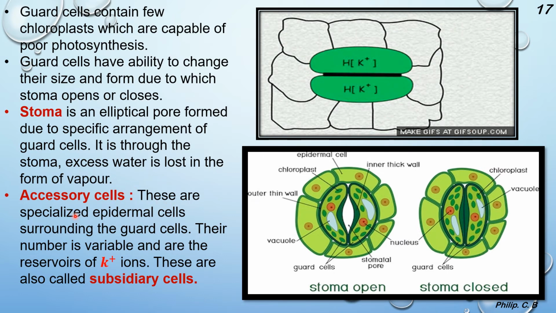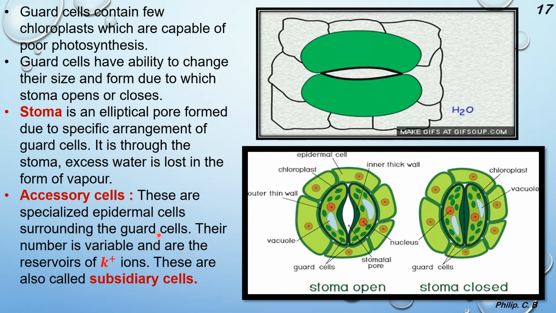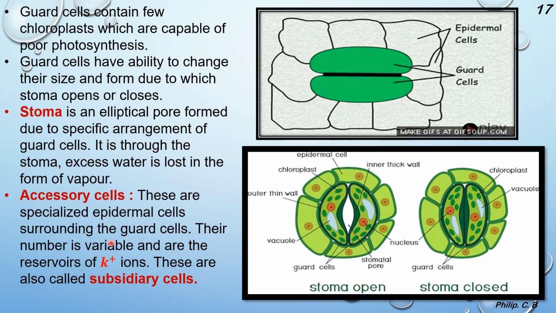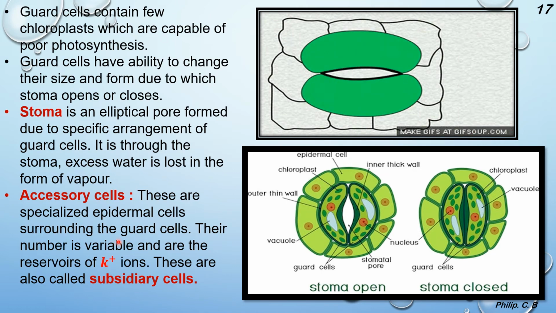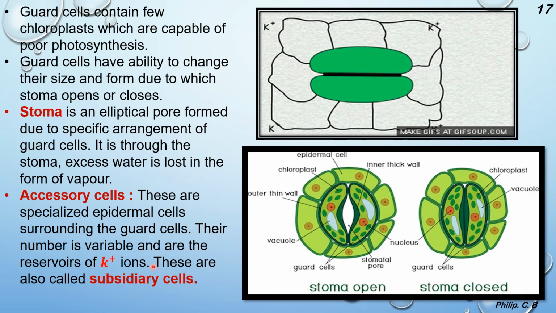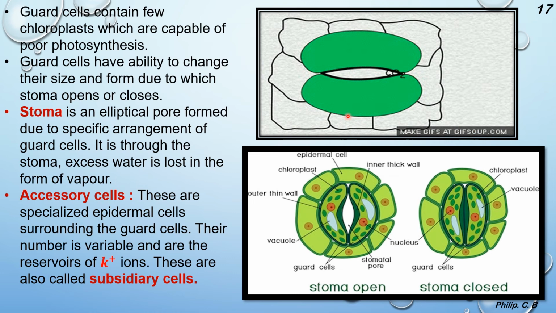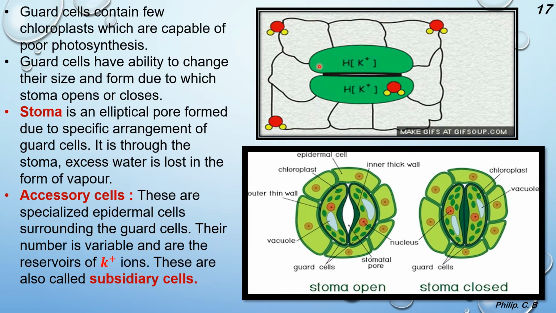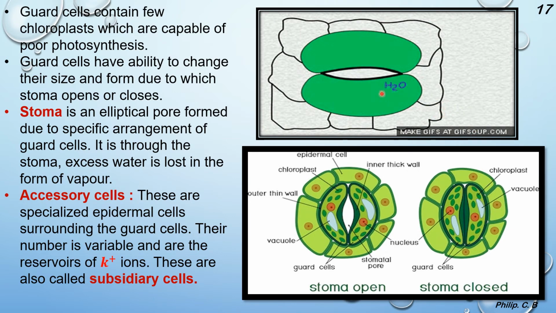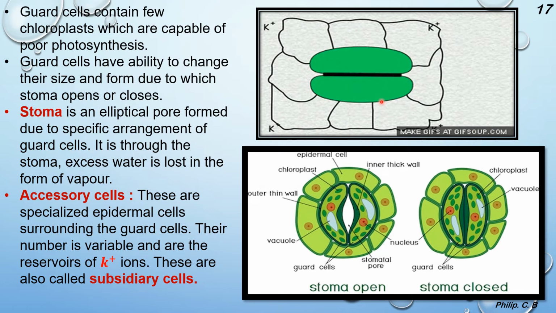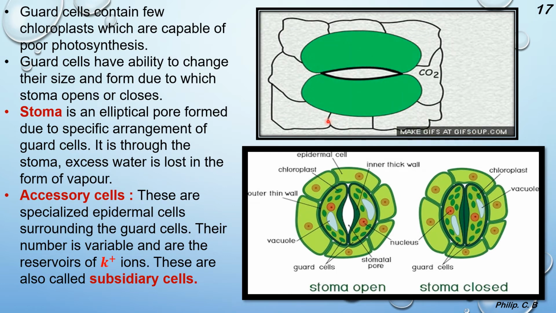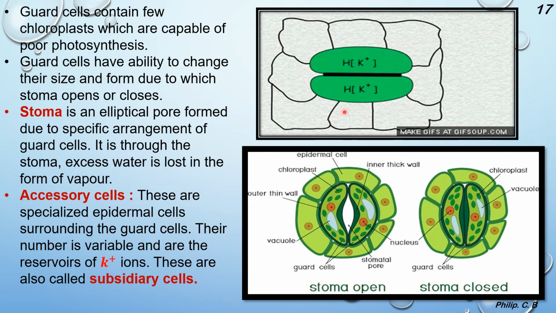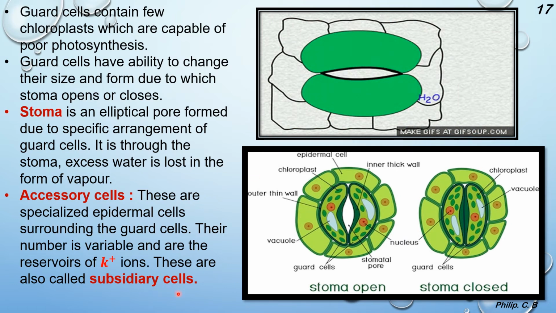Accessory cells. These are specialized epidermal cells surrounding the guard cells. Their number is also variable, means the number varies according to species, and they are reservoirs of potassium ions, which store the K plus ions, which you can see over here. Now this animation which I added is to understand how oxygen is released and potassium ions are taken in. You can see carbon dioxide which is taken in, water vapor and oxygen which are released. So this simple animation shows giving out oxygen and water vapor, taking in carbon dioxide, and potassium ions stored as reservoirs. These are the subsidiary cells.